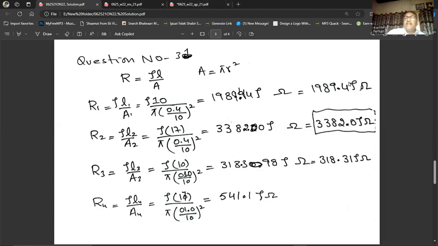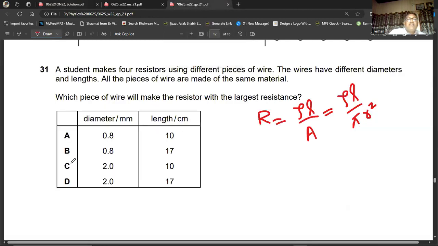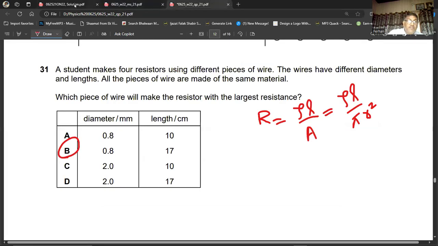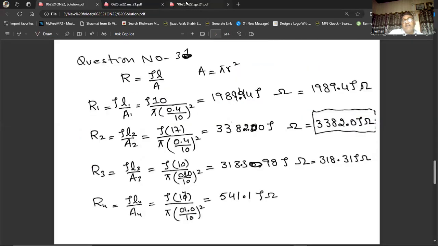Because all of them have this rho, we don't know the value of rho. So when you compare them, the value of rho will not be affecting because they all are made of the same material, so they all have the same resistivity. This rho stands for the resistivity. So B is the option. A lot of calculation is involved in this. Question number 31, B is the right option. This is the solution I have done.